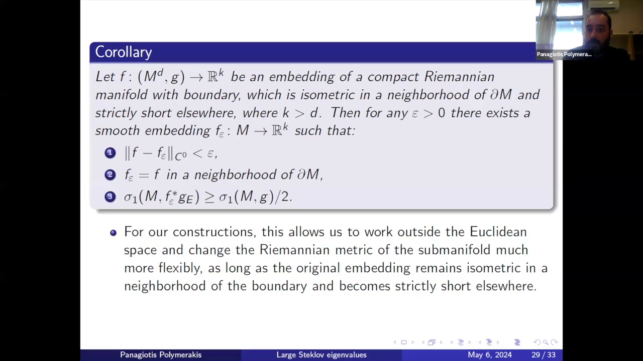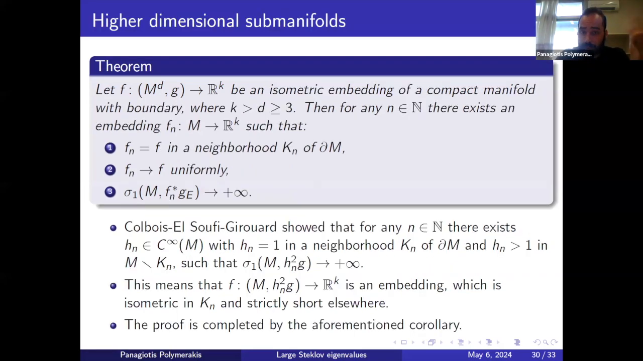Given a submanifold of the Euclidean space, we actually think of it outside the Euclidean space. There we are able to change its Riemannian metric quite more flexibly than we would be able to do inside the Euclidean space. And if we are able to apply this corollary, then we're done. Okay, so from this, the result on higher dimensional submanifolds is completely free from the result on conformal metrics actually.